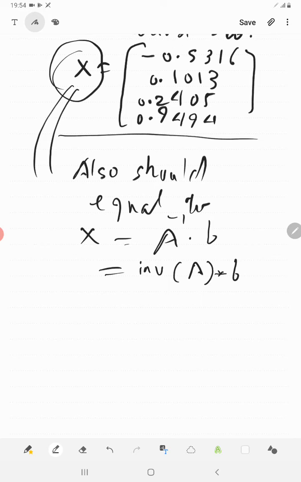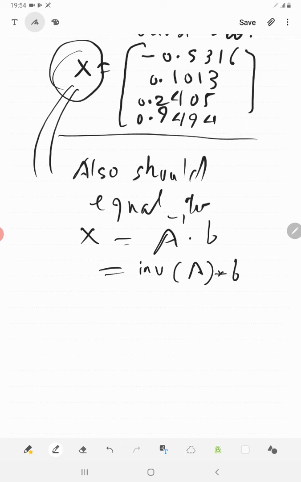X is equal to that. Let's invert. Since we know B and we have A, let's invert A. If we invert that, this is the inverse matrix. If we multiply it by B, it should give us the same X.